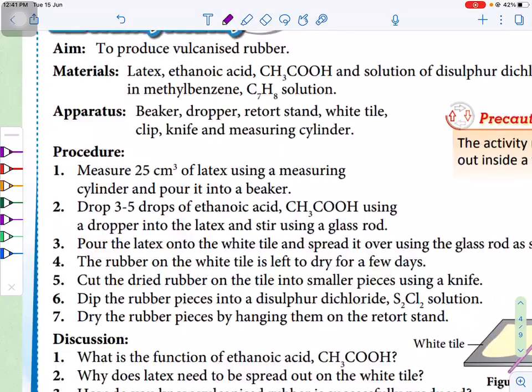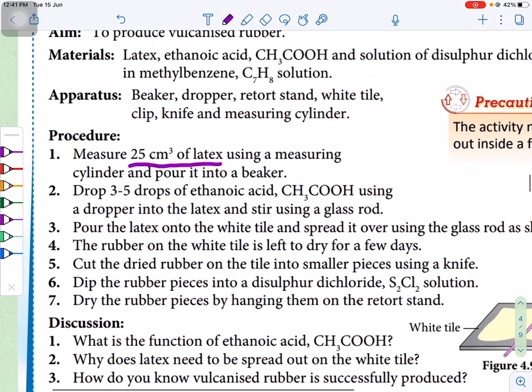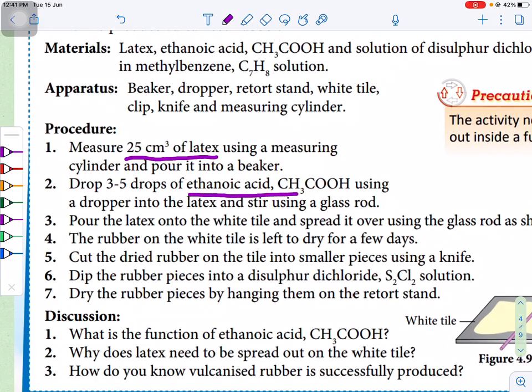Okay, so this is how we produce vulcanized rubber in the laboratory. First, we must have 25 cm³ of latex, meaning in liquid condition. We already learned how to make sure it stays in liquid form. We just add the ammonia solution. Okay, so in liquid form, we add a few drops of ethanoic acid. What is ethanoic acid? It is an acid. So this will make the coagulation occur. So what is ethanoic acid? It is a type of coagulant.